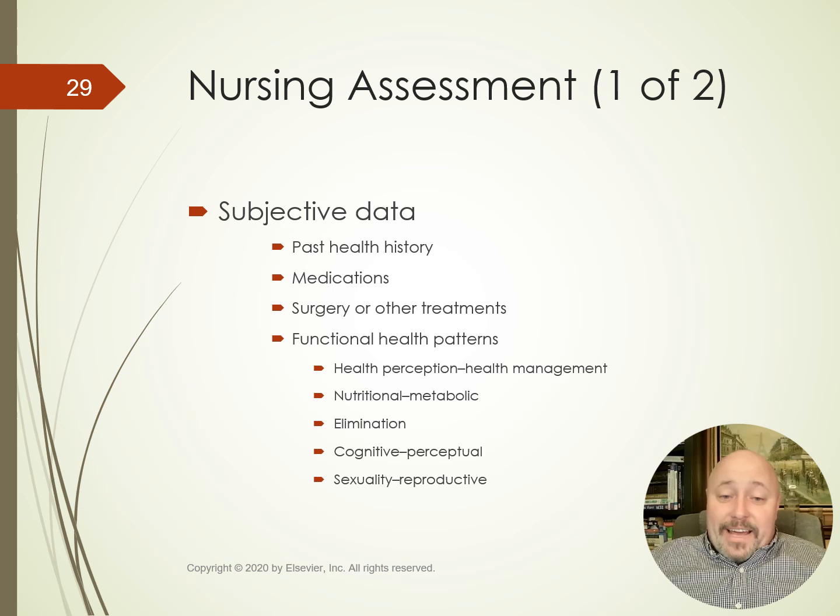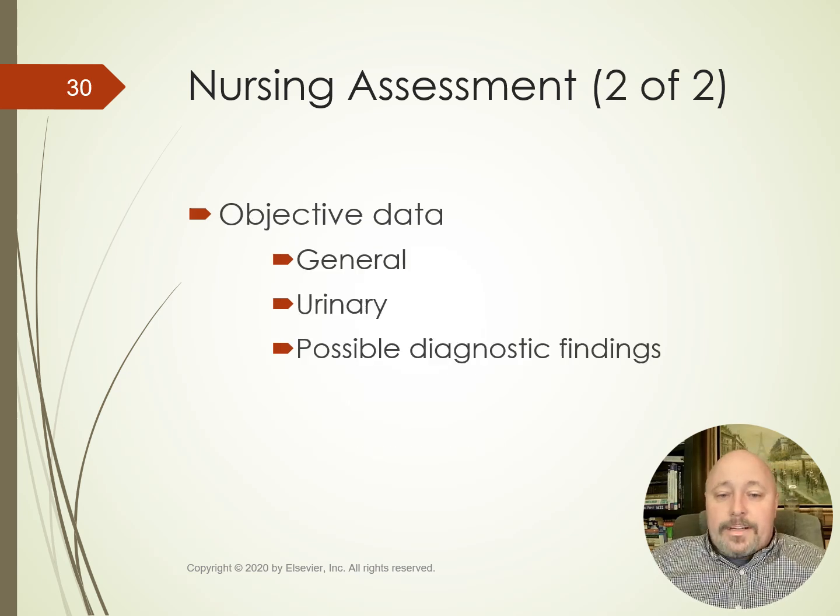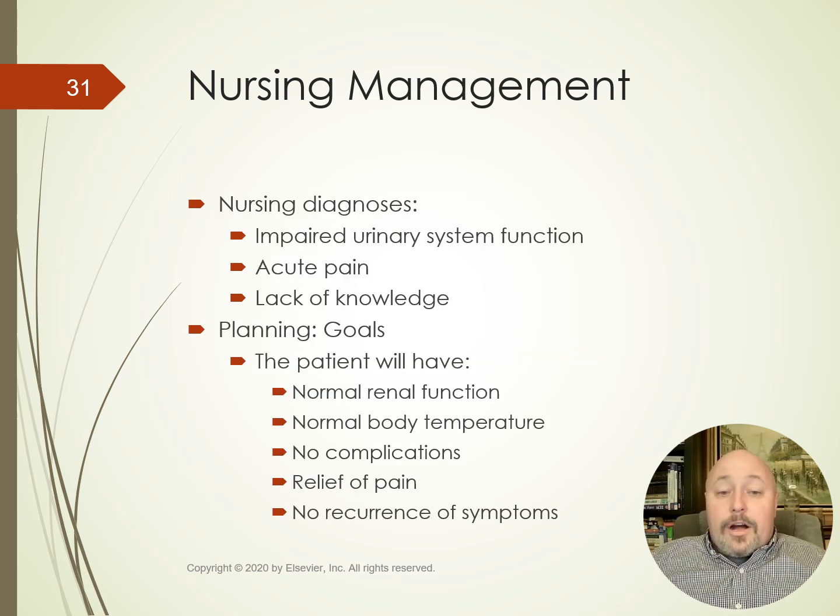Subjective data, again, is that thorough health history: medications, surgeries, and their functional health patterns, elimination, nutrition, fluids. This would be included just as before, with general assessment followed by a focused urinary assessment and any appropriate diagnostic studies. Our nursing diagnoses would include impaired urinary system function, acute pain, and lack of knowledge. The patient will have normal renal function, normal body temperature, no complications, a relief of pain, and no recurrence of symptoms.